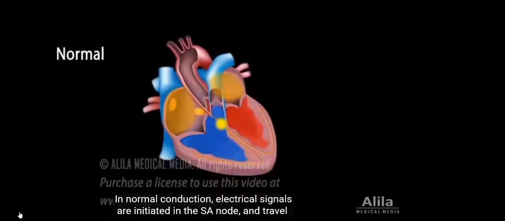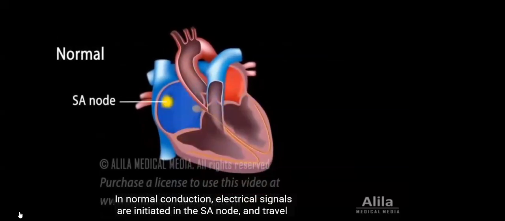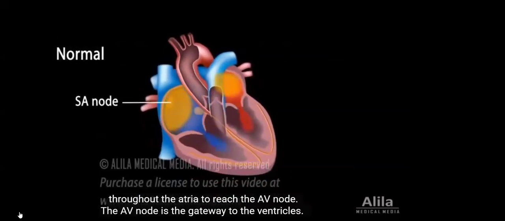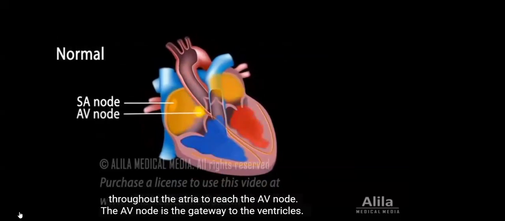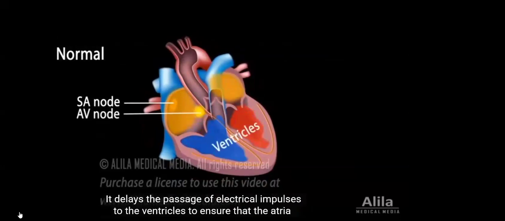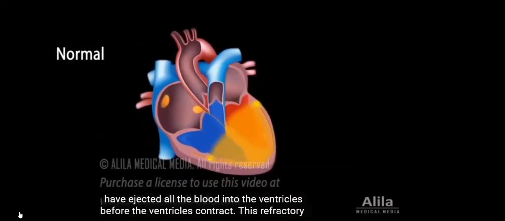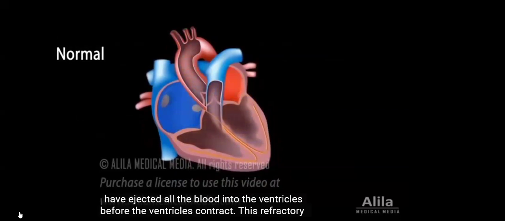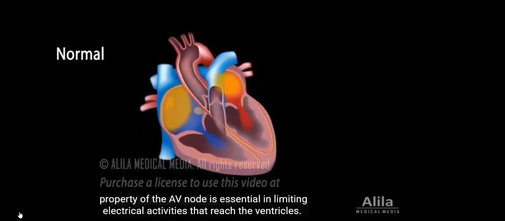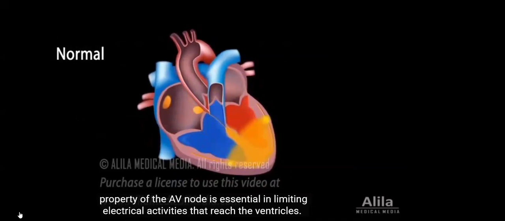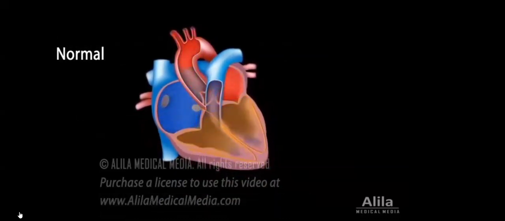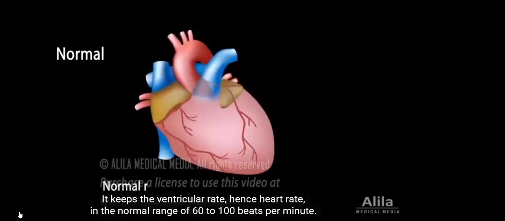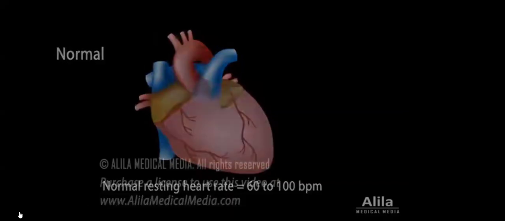In normal conduction, electrical signals are initiated in the SA node and travel throughout the atria to reach the AV node. The AV node is the gateway to the ventricles. It delays the passage of electrical impulses to the ventricles to ensure that the atria have ejected all the blood into the ventricles before the ventricles contract. This refractory property of the AV node is essential in limiting electrical activities that reach the ventricles. It keeps the ventricular rate, hence heart rate, in the normal range of 60 to 100 beats per minute.